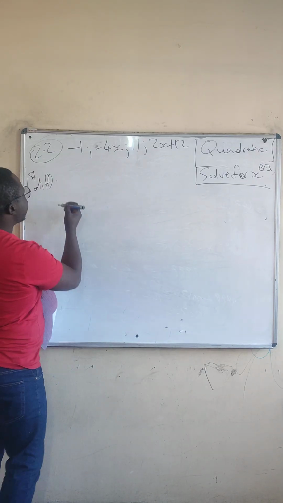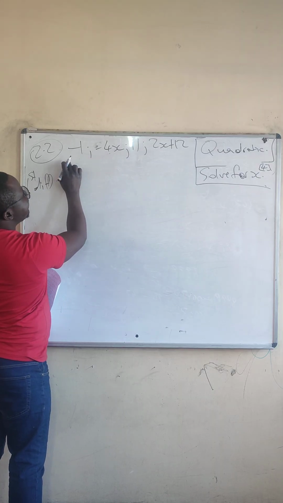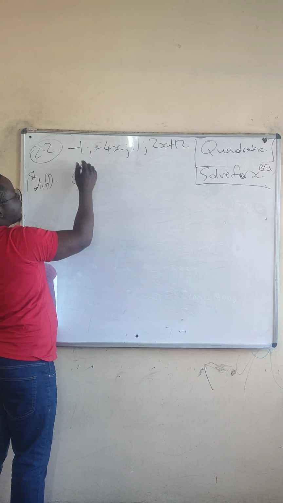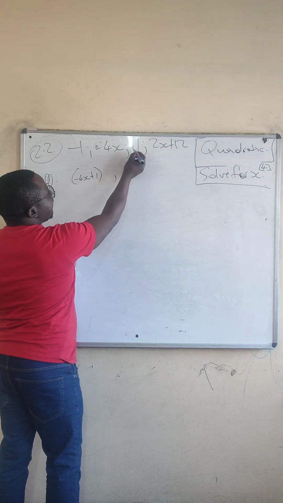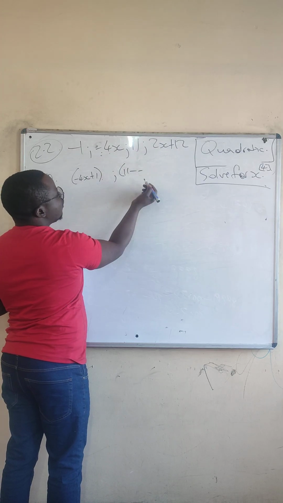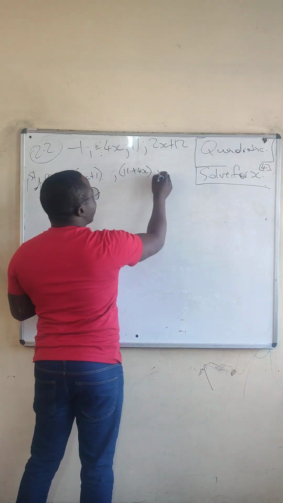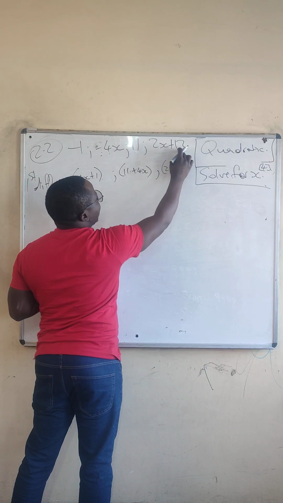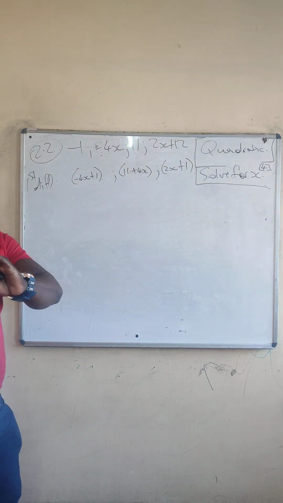Let's go ahead. First difference is t2 minus t1: negative 4x minus negative 1, which gives negative 4x plus 1. Another difference is 11 minus negative 4x, which gives 11 plus 4x. Then another difference, 2x plus 12 minus 11, gives 2x plus 1. So what do we have?